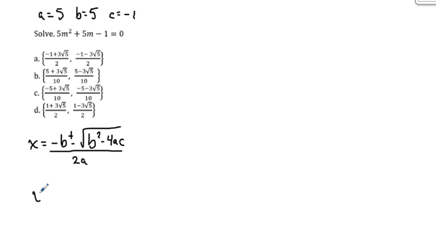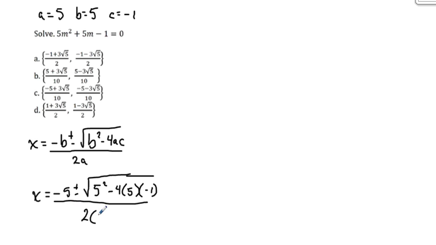So let's go ahead and plug those values in. Remember that we always have to write the negative sign first. B, we already said, is 5, so plus or minus the square root of b again, which is 5 squared this time, minus 4 times 5 times negative 1, all over 2 times a, which is 5. All right, let's continue over here.